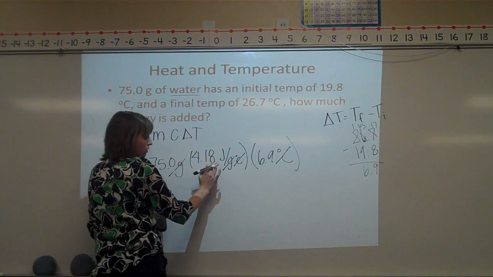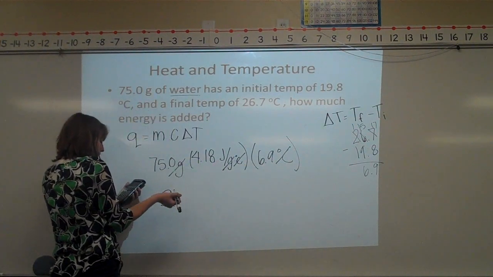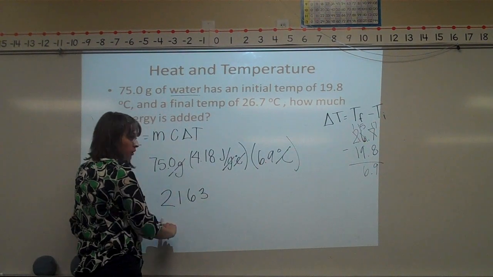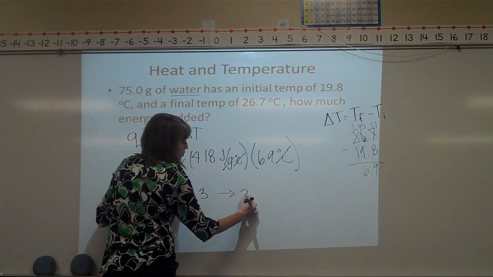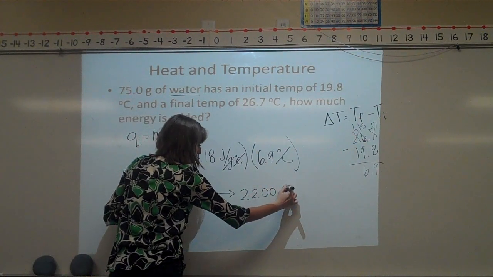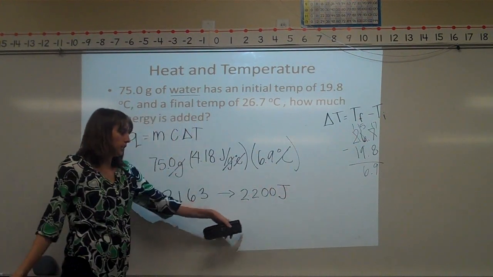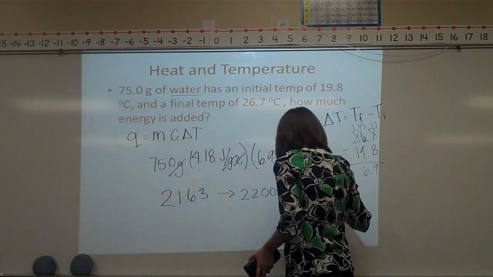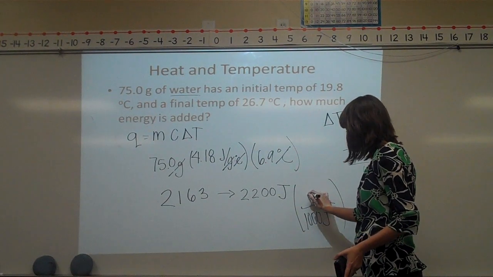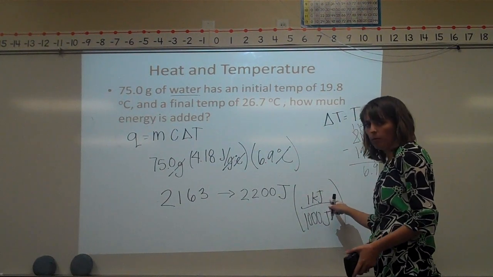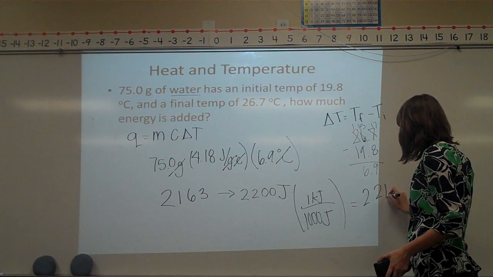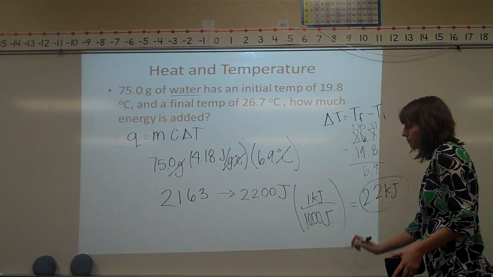If we look at sig figs, we have 1, 2, 3, 1, 2, 3, and then 1, 2. So we only need 2. Our answer is 2,163. If we change to sig figs, we would be left with 2,200 joules. And we usually report this in kilojoules, so we would just divide this by 1,000. So 1,000 joules for every 1 kilojoule. This is just the most common way energy is reported, so that's why we're changing it to kilojoules. So 2.2 kilojoules of energy.